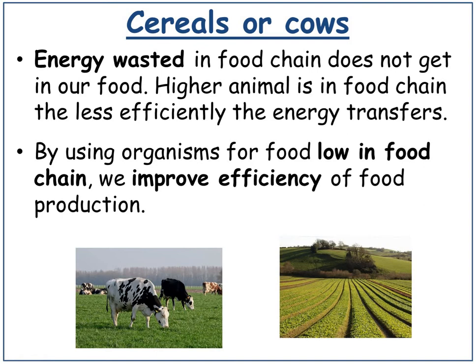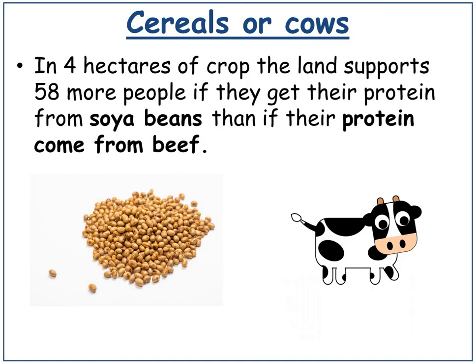Cereals or cows. Energy is wasted in the food chain, and that energy wasted doesn't get into our food. So the higher the animal is in the food chain, the less efficiently the energy will be transferred. By using organisms for food low in the food chain, we improve the efficiency of food production. As an example, in 4 hectares of crop, the land supports 58 more people if they get their protein from soya beans than if their protein came from beef.